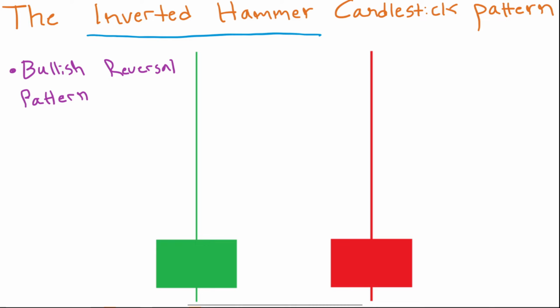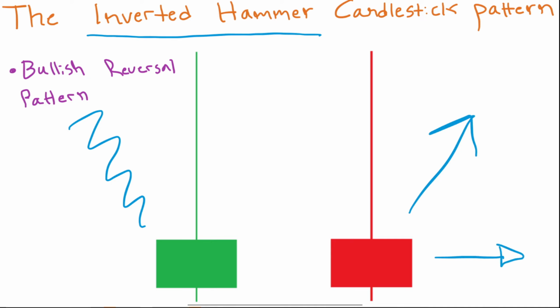So, there are no certainties in trading, but the inverted hammer indicates that if we have a strong downtrend here and we see an inverted hammer appearing, then this is a possible sign that the trend might reverse either to the upside or to a neutral trend. So a trend can go from down to up, but it can also go from down to sideways.